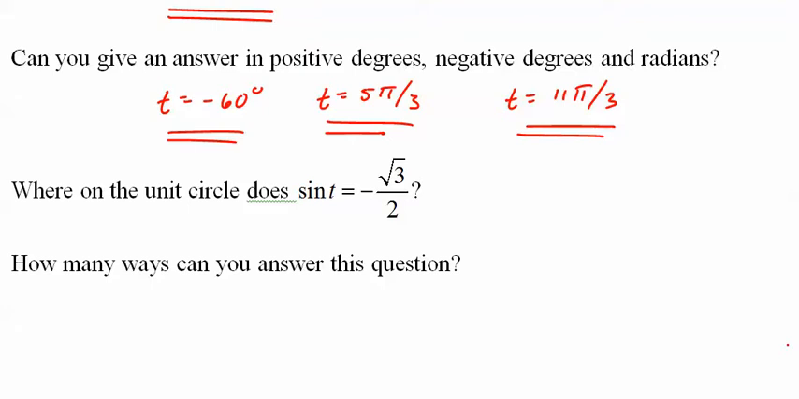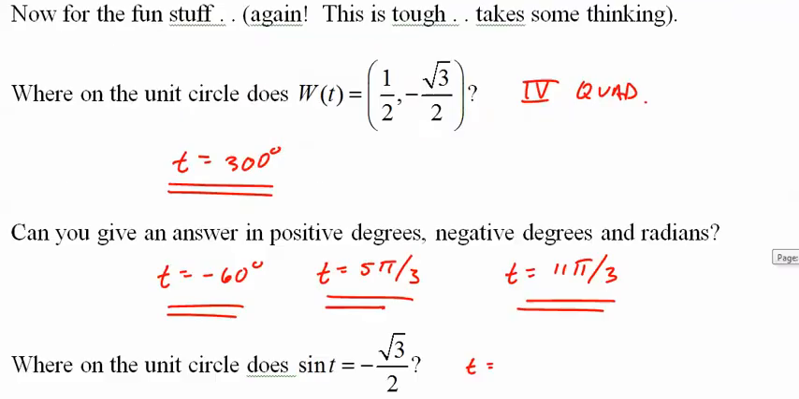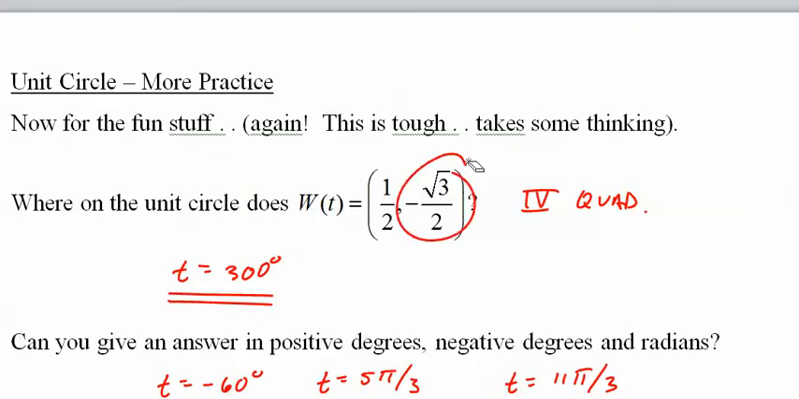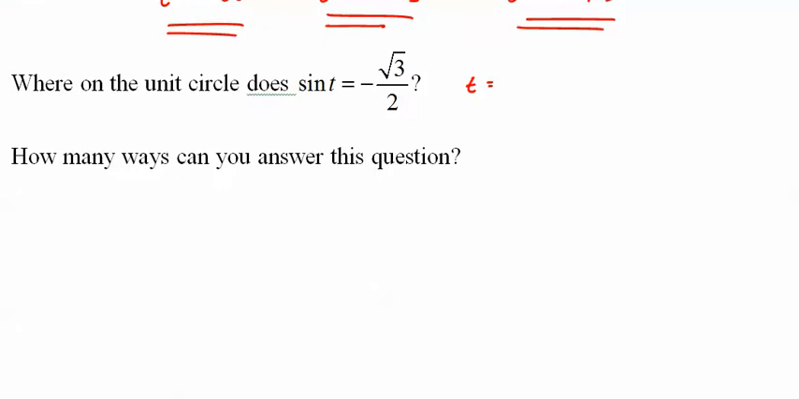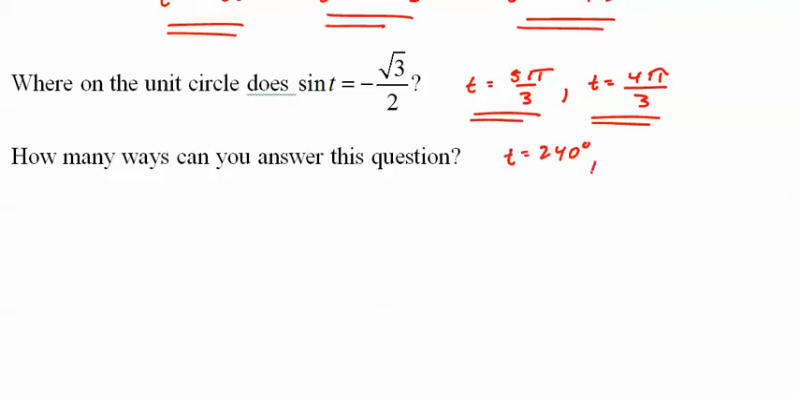The next question is, where does sine equal negative root 3 over 2? And we can answer this question a lot of ways. We could say t equals, and I believe that's at the same spot. Sine is the y value. T equals 5 pi over 3, but t also equals 4 pi over 3. So you have those two choices. You do it in degrees: t equals 240 degrees, t equals 300 degrees.